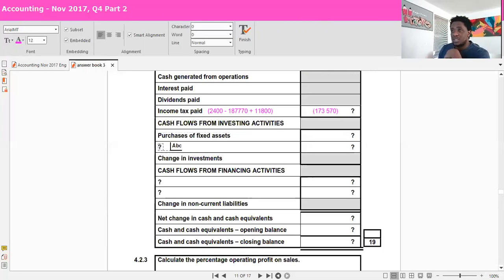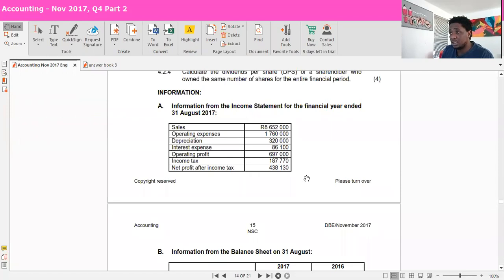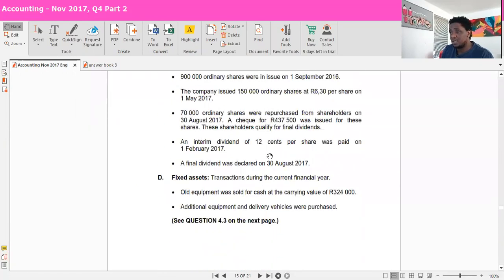The other one is obviously the sale of fixed assets, so the cash that you receive from selling your fixed assets. But we'll start with the purchases. In terms of fixed assets, we've been given fixed assets at carrying value at the beginning of the year and at the end of the year. If you try and find other information that relates to those, we've been given depreciation. And then let's just look at any information that relates to transactions relating to fixed assets during the year. You can see the fixed assets transactions during the current financial year.